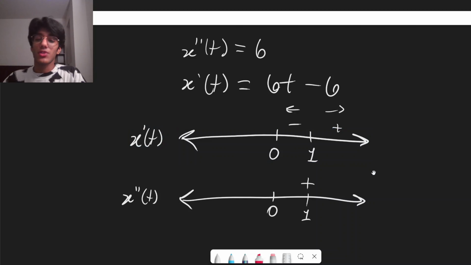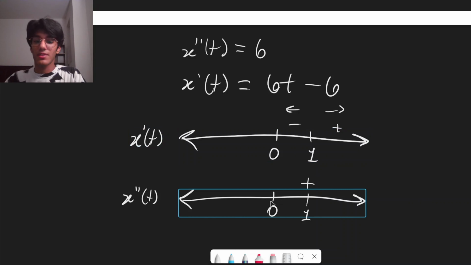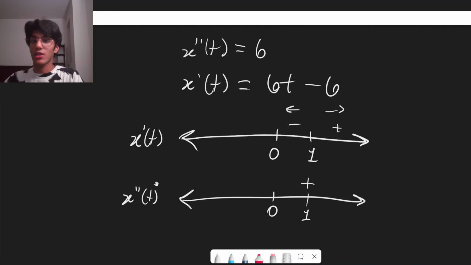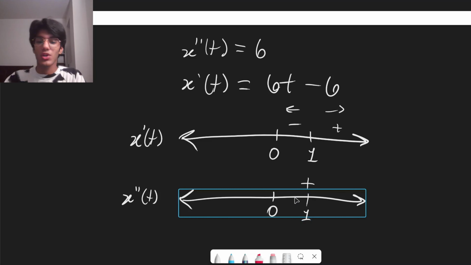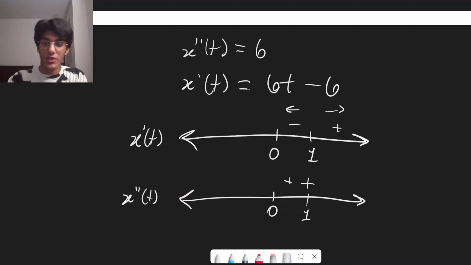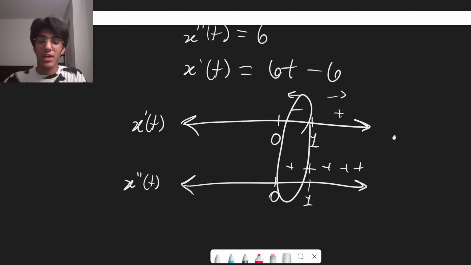Since from 0 to infinity for the acceleration graph, it's positive, the same goes for 0 to 1. It's positive basically everywhere. But for the velocity graph, it's negative here. It's positive here. They don't match up. And therefore, the object is slowing down.